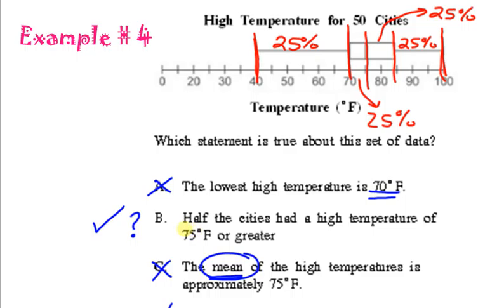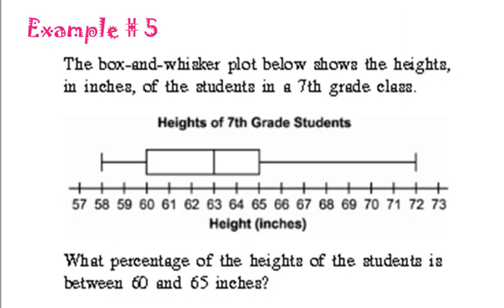And so this question here, half the cities had a high temperature of 75 degrees or greater. Well, here is 75 degrees at the median. And so is that true? Well, 25% here, 25% here, that's 50%. That's half. That is correct. Okay, I'm going to show you another example of that later.